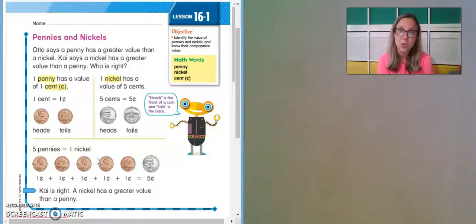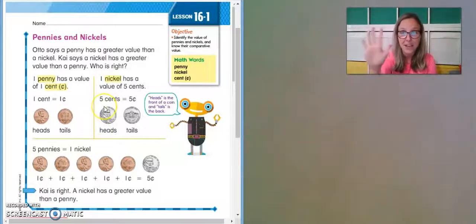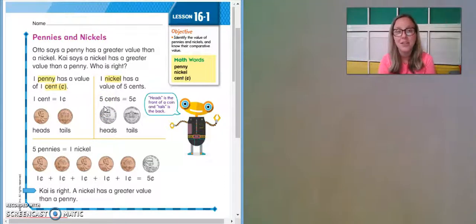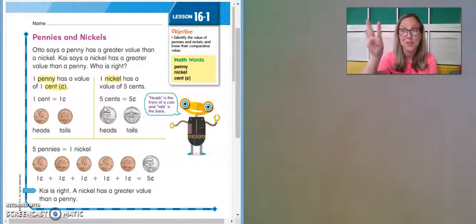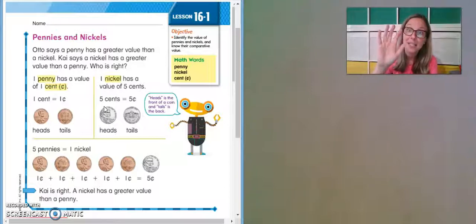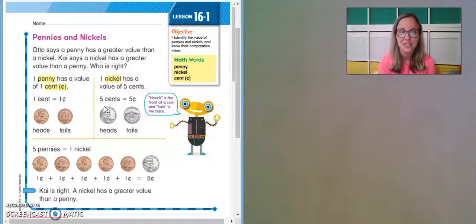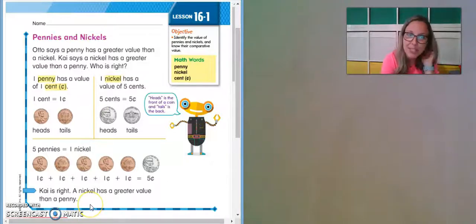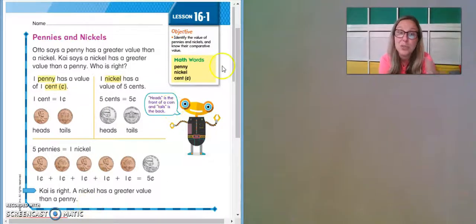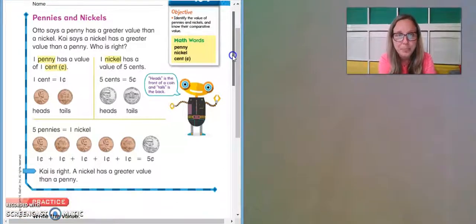So if you went to the store and you were buying, say, a bubblegum ball, and the cashier told you it was 5 cents, you could either give the cashier 1 nickel, because 1 nickel, this silver coin, is 5 cents, or you could give the cashier 1, 2, 3, 4, 5 pennies, because each of those pennies equals a cent, and 5 of them would be 5 cents. So Kai is right, because a nickel has a greater value. It's worth more than a penny.